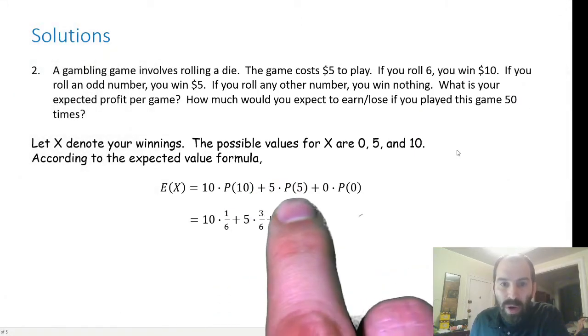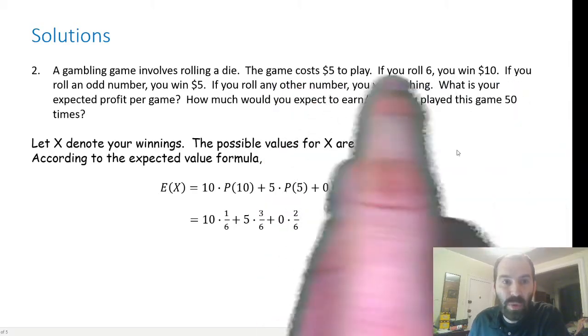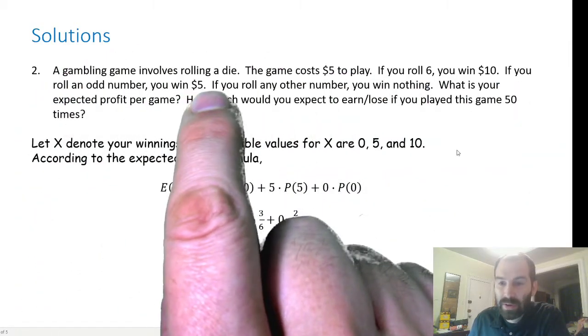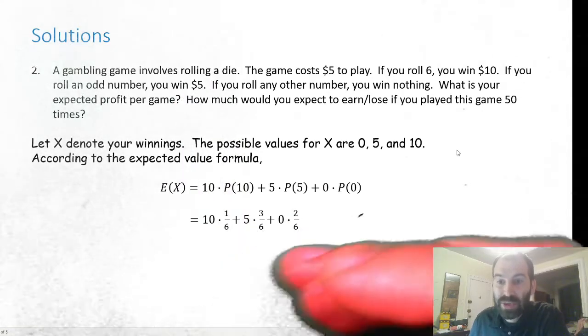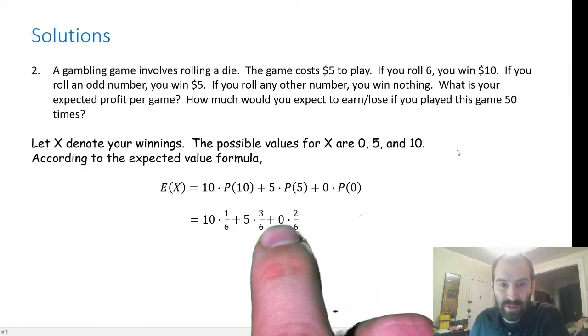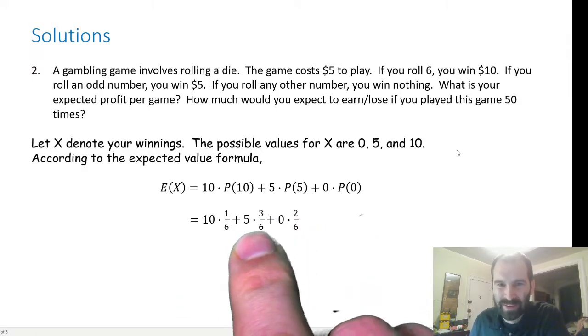All right, and then what about the probability of winning $5? Well, let's see. How do you win $5? By rolling an odd number. What's the probability of rolling an odd number? It's 3/6 or 1/2, right? But I put 3/6 here because I want a common denominator so they're easier to add, right?